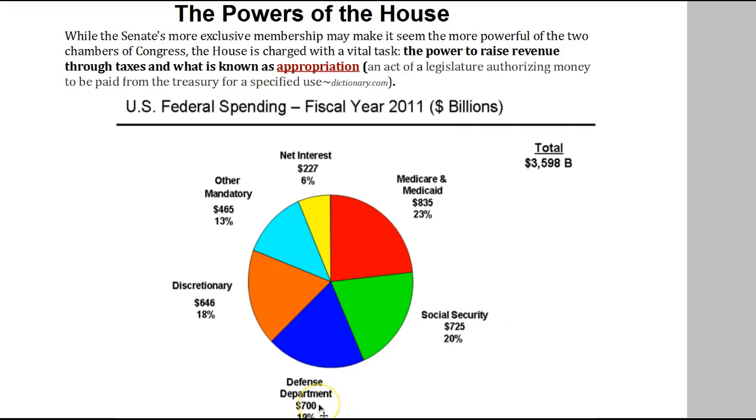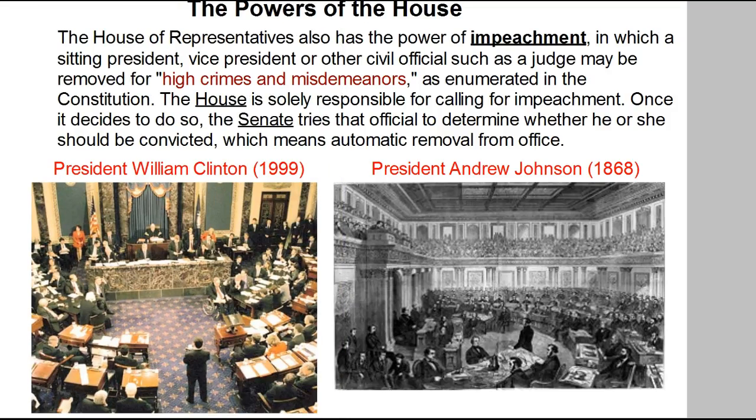But you can see we spend 700 billion for defense. We spend 725 billion for Social Security. We spend 835 billion for Medicare and Medicaid. This is what Obamacare, the Affordable Care Act, tried to address. This is the fastest growing segment of our budget. We pay interest yearly, about $227 billion in interest. If you've ever borrowed money, you know that that's a lot of money. We also have some discretionary, which means we have some choice, but most of these are mandatory. So this is just to give you an idea of where Congress's money, or where our money, goes.